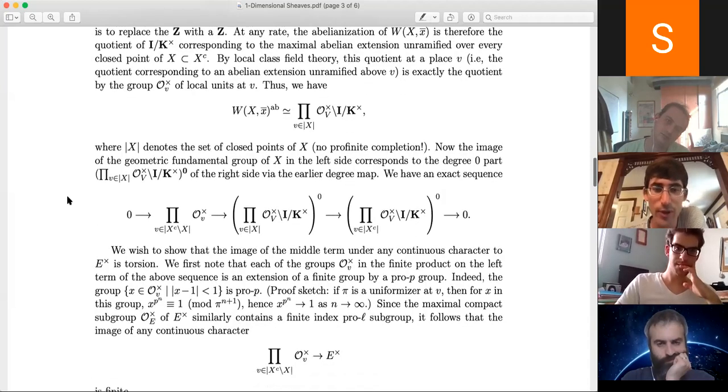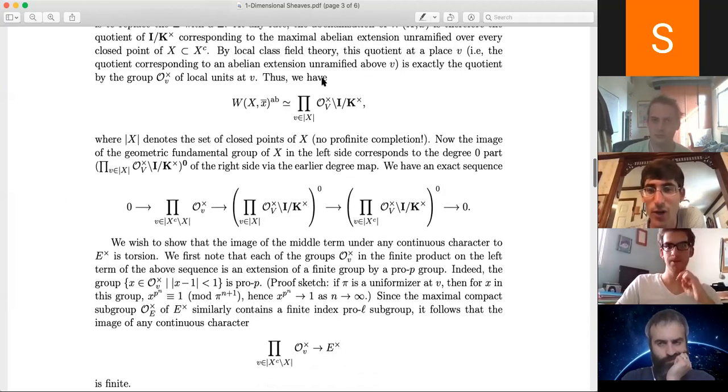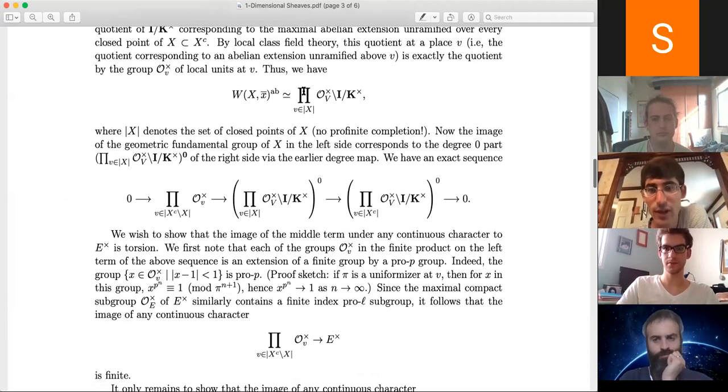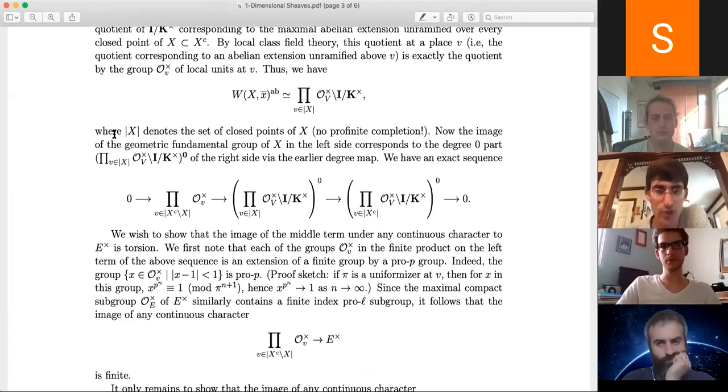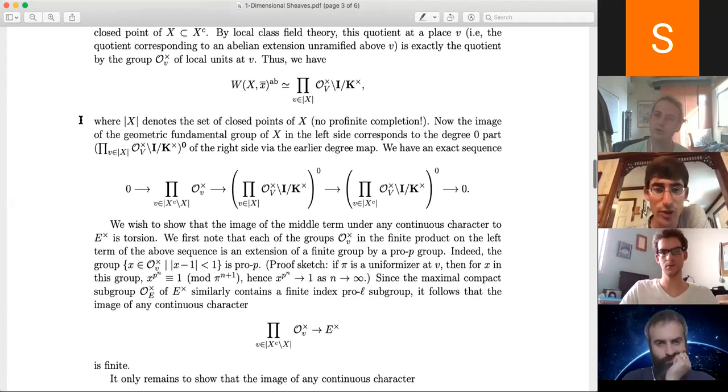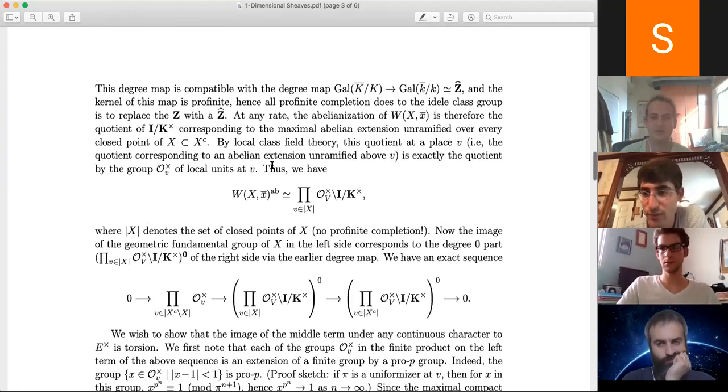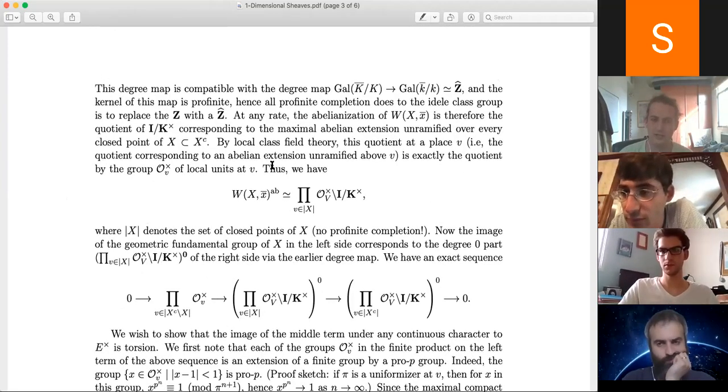Now we're in business, because we have something relatively concrete, certainly more concrete than just saying the Weil group. We can ask whether any l-adic character of this is torsion, that is, whether its restriction to the geometric fundamental group is torsion. So remember, the geometric... This turns out to be like a multiplication.